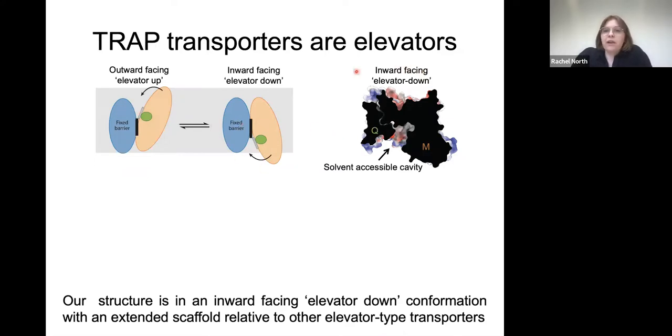We solved our structure, which is shown on the right-hand side over here, in the inward-facing, elevator-down position. We have this really large solvent-accessible cavity at the bottom here, which is open to the inside, and this is where the sialic acid would have been bound.